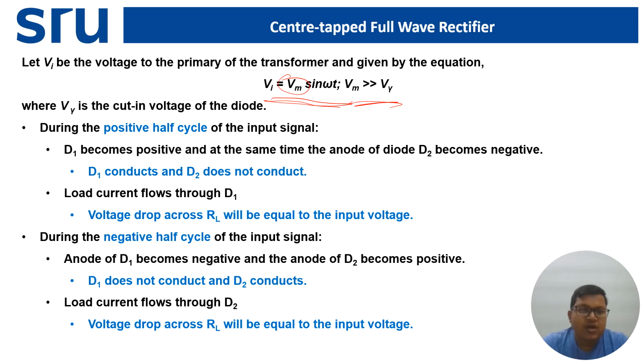Okay, so the load current flows through D2, and the voltage drop across RL will be equal to the input voltage. So what you notice here is that for both the positive and the negative cycles, the voltage drop is across RL and is equal to the input voltage.